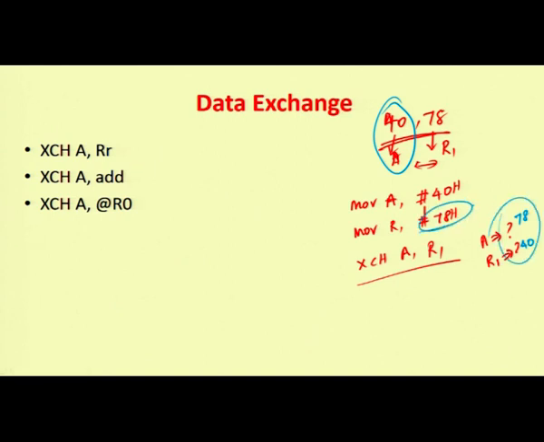Instead of 78, suppose you can have some unknown value at the location 70. So, here you simply give it as address 70. If you are giving 70, it will understand that the content of 70 will be exchanged with the accumulator. Instead of 70, using the indirect register is also possible. So, these are the possibilities to interchange the data.